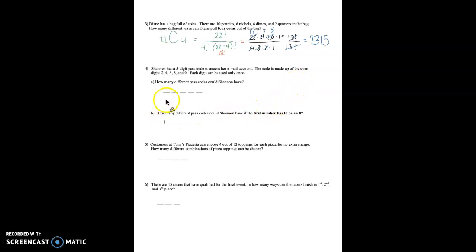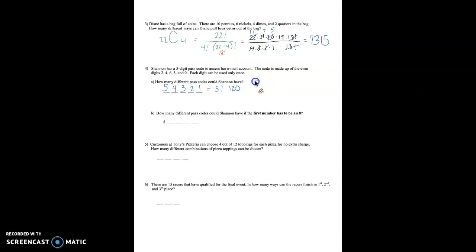Let's try this with the lines. 5 digits. So she has 5 choices for the first, 4 choices, 3 choices, 2 choices, and 1. So we can multiply that. That's really 5 factorial. And 5 factorial will give us 120 choices.